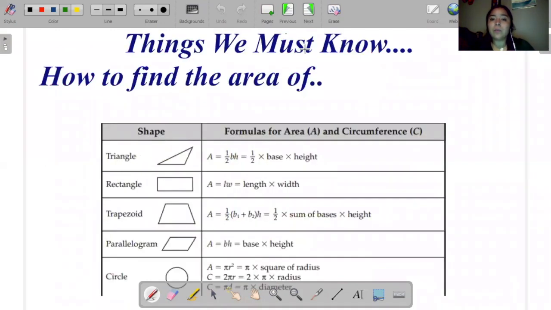So things that we must know is how to find the area of different shapes. So we have to know how to find the area of a triangle, a rectangle, a trapezoid, a parallelogram, and a circle, because most composite figures are made up of different shapes. So we have to know the formulas to find the area of different shapes.